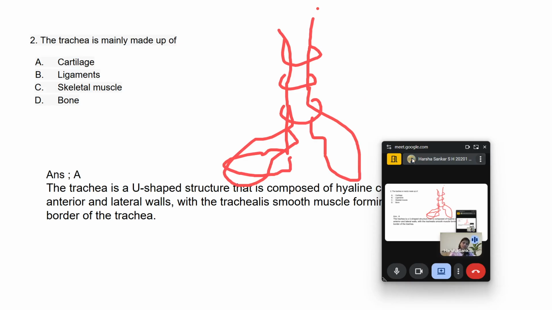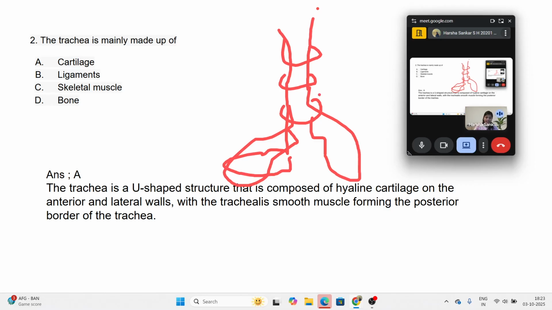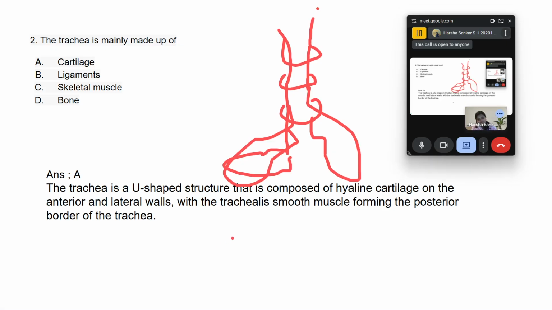So the trachea is a U-shaped structure that is composed of hyaline cartilage on the anterior and lateral walls, with the trachealis smooth muscle forming the posterior border of the trachea. So what is the cartilage inside? Hyaline cartilage on the anterior and lateral walls, and trachealis is the smooth muscle forming the posterior border of the trachea. Next question.